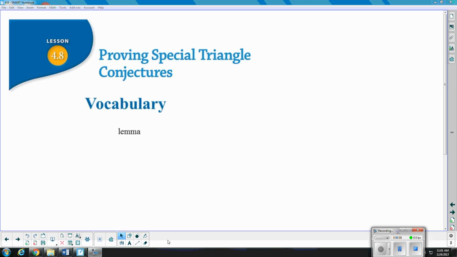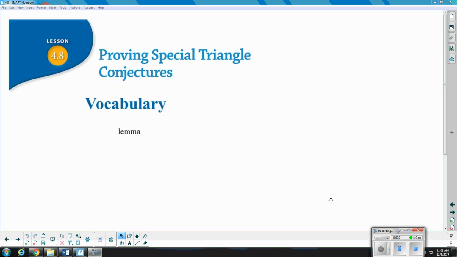It's about proving special triangle conjectures, and we're going to use a flowchart proof to do this. Again, we're not going to write formal paragraph proofs in this class, but flowchart proofs are a good way to kind of organize our thoughts in the proper order in which the conclusions are drawn.